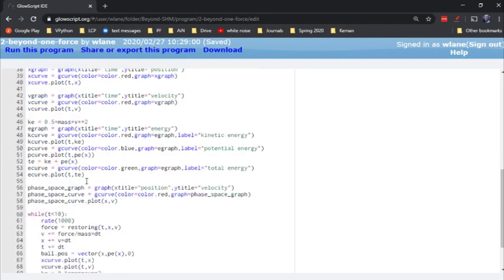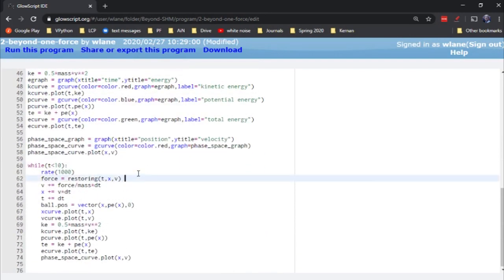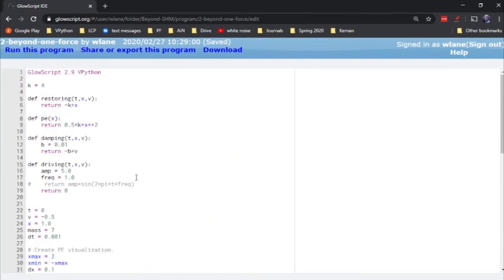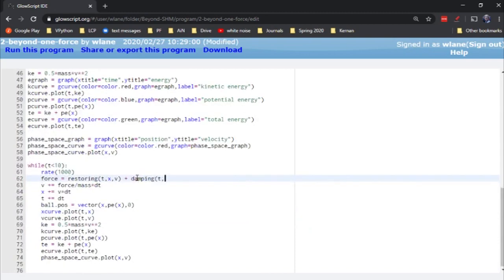What I need to add is the damping force. So we'll add the damping. What is that a function of? I think it's the same thing, t, x, and v. Yeah, okay. T, comma, x, comma, v. And we'll add driving in a second when we actually want it.